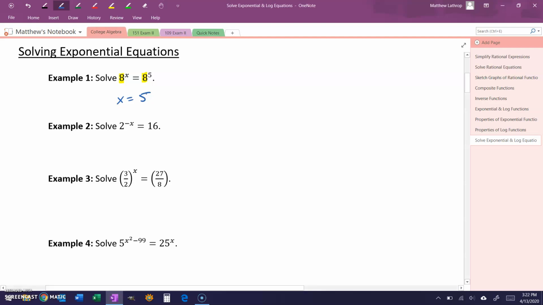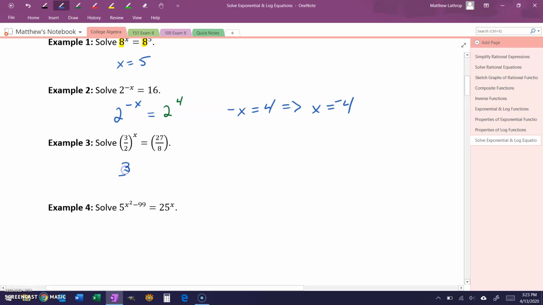Whenever we are given an exponential equation, then what we want to do is first look at trying to rewrite one or both sides of the equation so that we have exponential statements with the same base. In example 2, we have 2 to the negative x power is equal to 16. We can rewrite 16 as 2 to the 4th power, and now solving this is almost as simple as solving example 1. Once the bases are the same, we can set the exponents equal to each other, and in this case we would get negative x is equal to 4 or x is equal to negative 4.